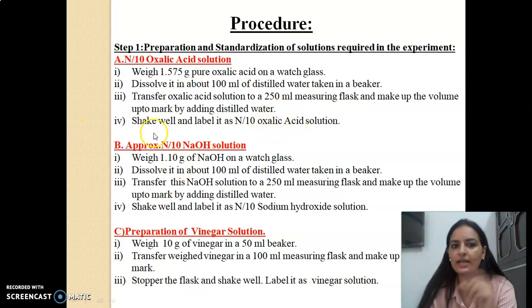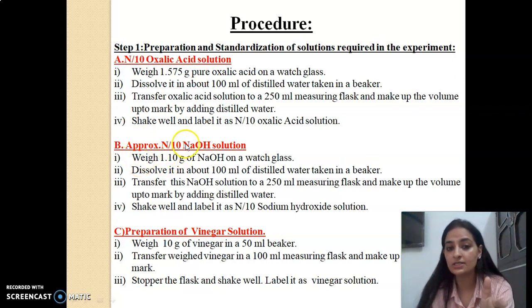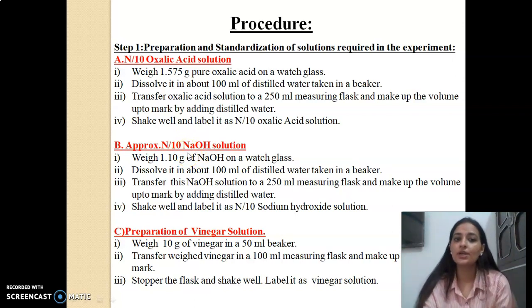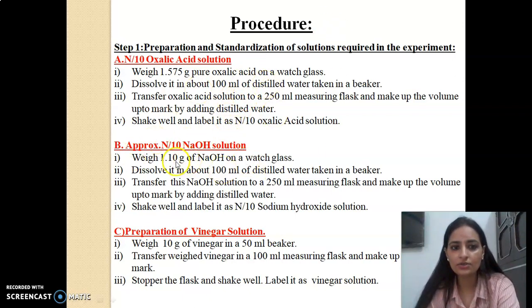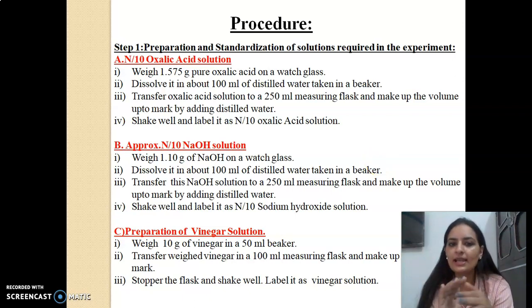After this, we are going to prepare the approximately N/10 NaOH solution. Why have I written the word approximate? Because NaOH is a secondary standard. Secondary standard means we need to titrate it first against some primary standard to know its exact normality and strength. To prepare this approximate solution, you need to weigh 1.10 gram of NaOH, again on a watch glass, and dissolve it in 100 ml of distilled water taken in a beaker. Transfer this solution to the 250 ml measuring flask. Make the volume up to the mark by adding more distilled water. Shake it well and label it as N/10 sodium hydroxide solution.